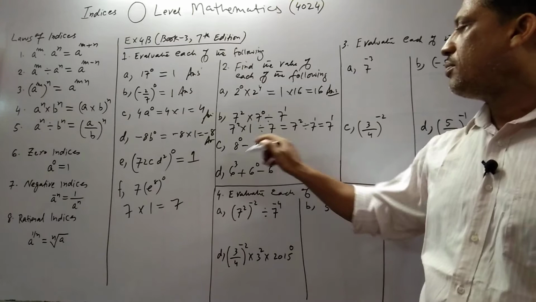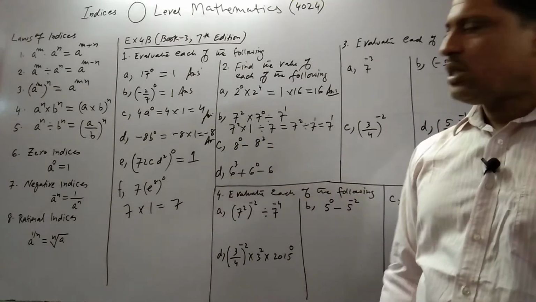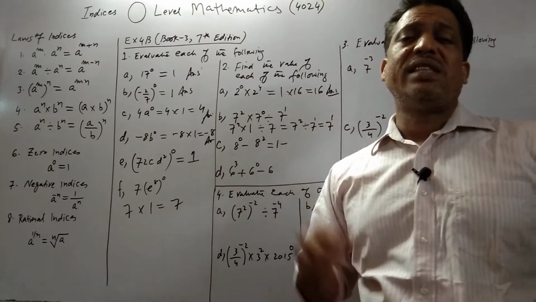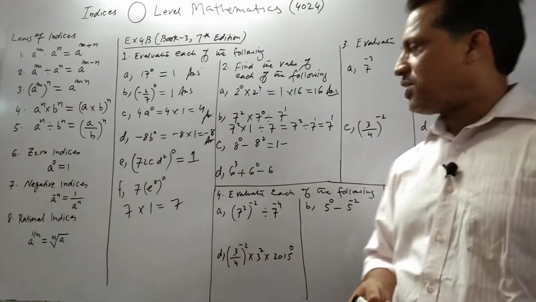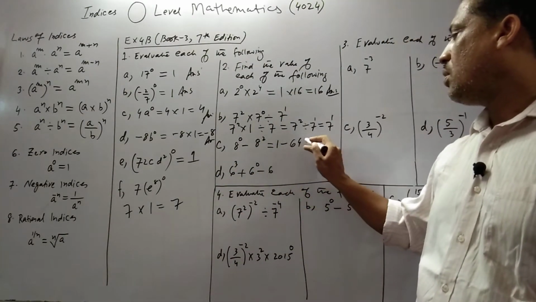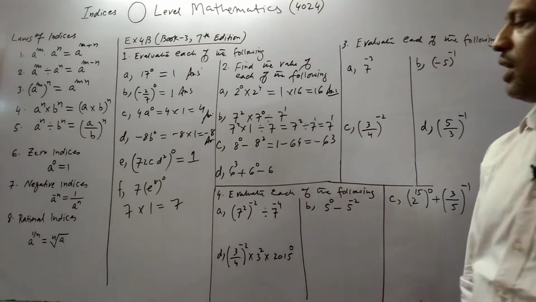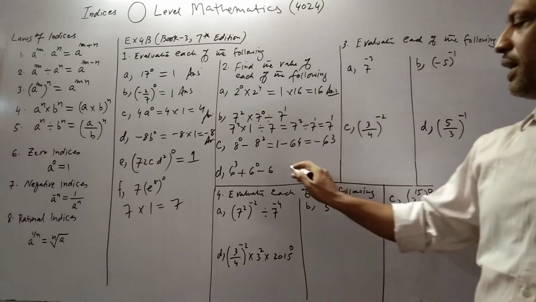Come to this. 8 to the power 0. Something to the power 0 is 1. Minus 8 square. 8 square means 8 into 8. 8 8s are 64. 1 minus 64 is minus 63. This is your answer. Come to last part.